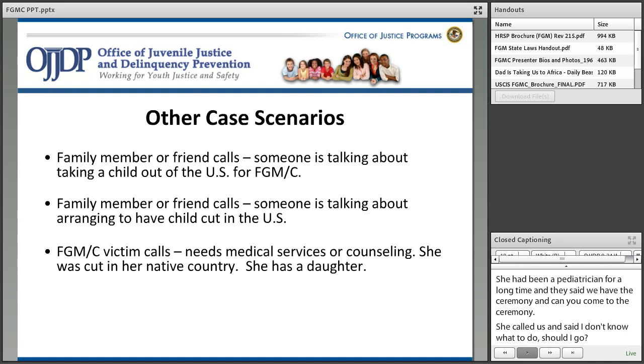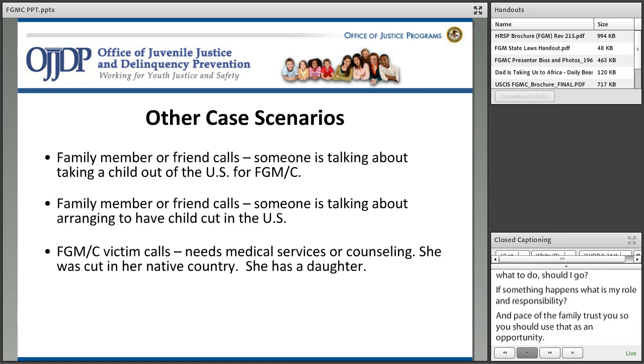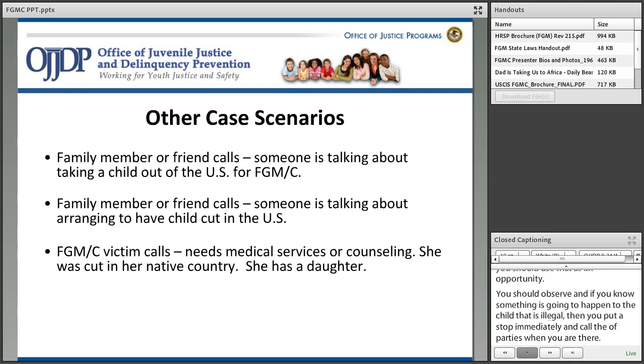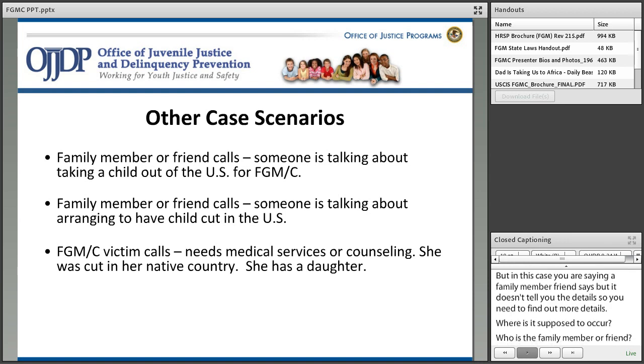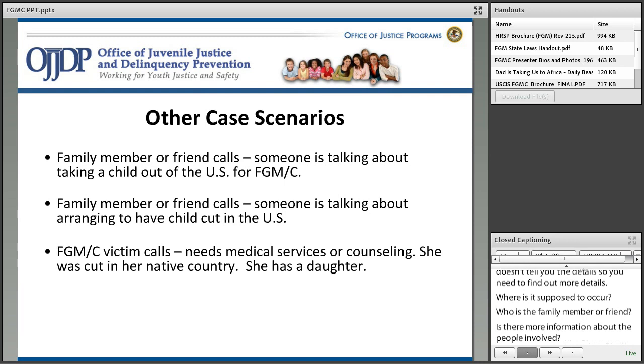If there's a ceremony, you should observe. And if you know something is going to happen to a child that is illegal, then you put a stop to it immediately and you call the authorities when you're there. But in this case, it's saying that a family member or friend says it, but it doesn't tell you the details. So I think the first thing is to find out more details. Where is it supposed to occur? Who is the family member? Who is the friend? Is there any more information about who the people involved are? And if you're not quite sure how to handle it, I would say, call Child Protective Services or your local authorities, make the report and let them follow up.